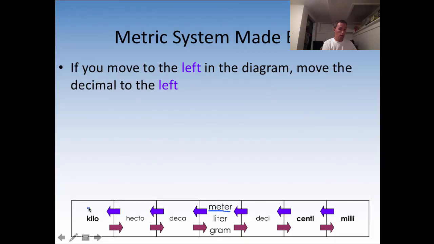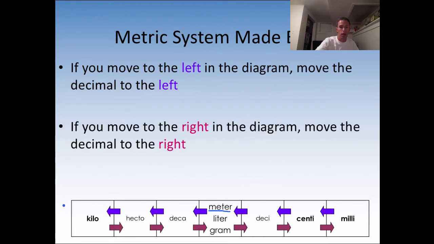a kilometer, so kilo, we had to move 1, 2, 3 boxes to the left. So we'd move the decimal place 3 times to the left, and you've got it. And then you would have kilometers instead of meters. And also, if you move to the right in the diagram, you move the decimal place to the right. So if we were at meters and you wanted to figure out how many millimeters that would be, you would just count over how many boxes you have to move, 1, 2, 3, and move the decimal place 3 times to the right. And that will convert it from meter to millimeter.